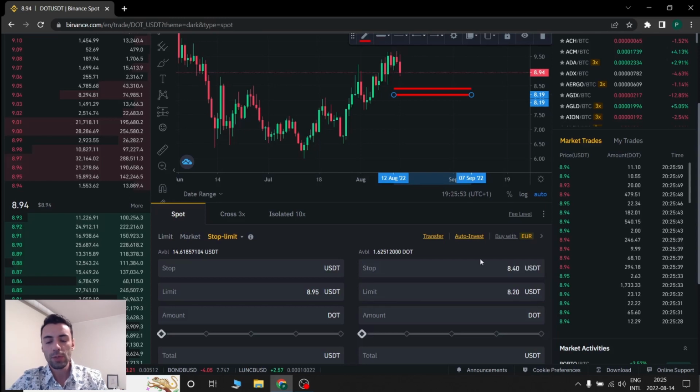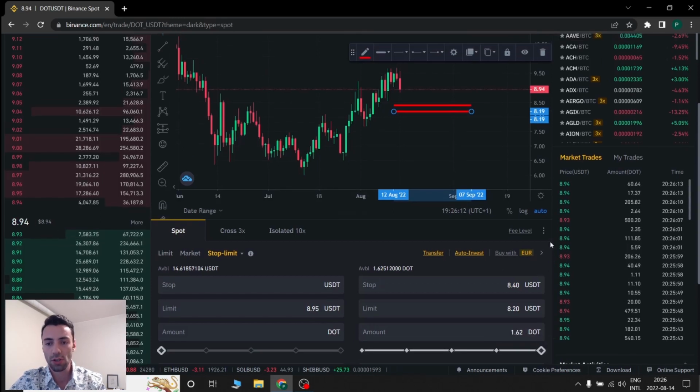8.20. So between 8.40, when the price actually reaches 8.40, this order will activate and it throws us out of this order at 8.20. So we will never go below 8.40. And how much of our Polkadot, for example, 50 or 100%, all of it, it depends on you.